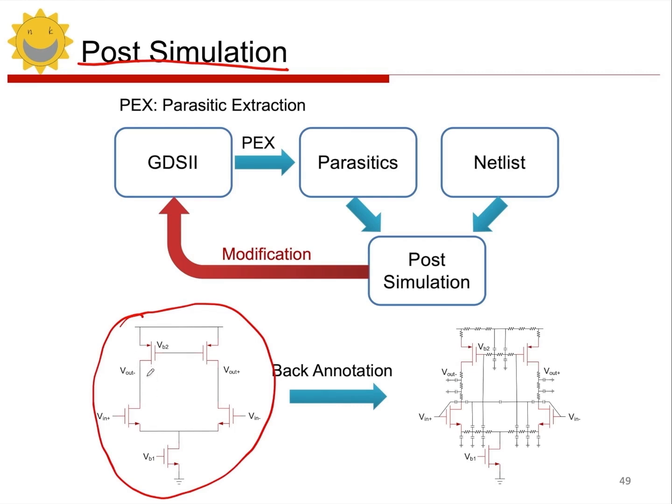The connections in the schematic are all ideal connections. For instance, the drain of this transistor connects to the drain of that transistor, which is the Vout negative line. This is an ideal wire, right? All the nodes here are ideal, meaning there are no parasitics involved. This is an ideal scenario.